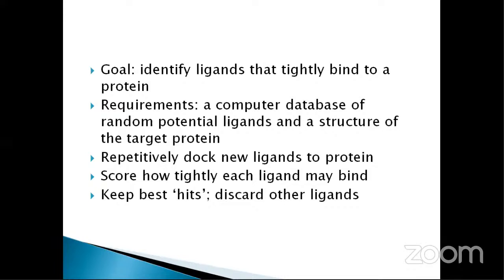Requirement: a computer database of potential ligands and the structure of the target protein. Repetitive docking is otherwise called virtual screening. Dock new ligands to the protein. Score how tightly each ligand may bind, that is the docking score. Keep the best hits and discard the other ligands. Keeping the best hits means identifying which compounds are actually binding and which are not binding.